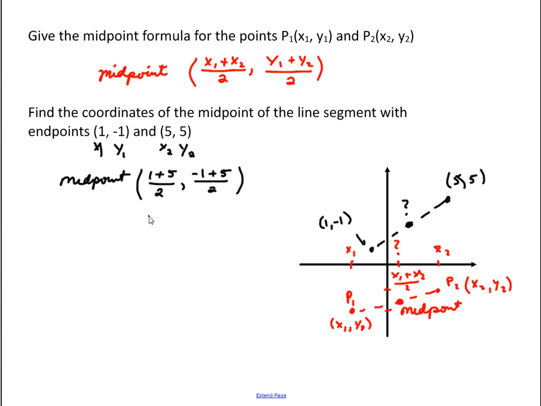Now we just do a little bit of arithmetic right here. This is 6 divided by 2 on the left for our x coordinate, 4 divided by 2 on our right to get our y coordinate, and so of course our midpoint is the coordinate point 3, 2. And this point right here looks like it could fit the bill, 3, 2, or thereabouts. So that's our answer. More in the next video.